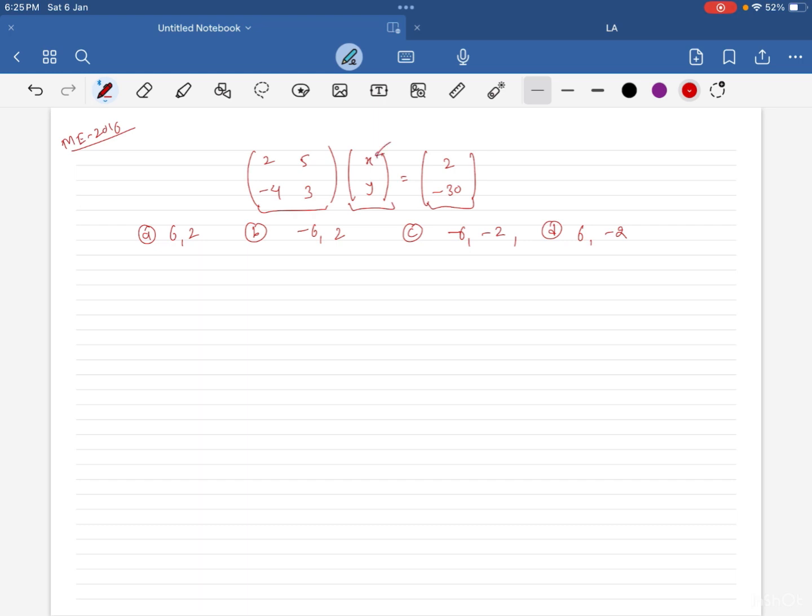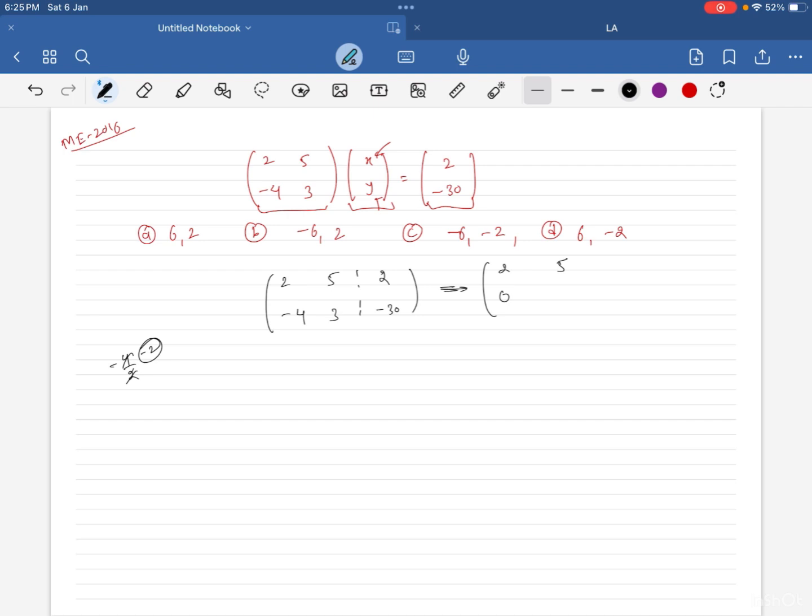So this x and y we will have to find. What we can do is solve this equation by putting the matrix in augmented form. Then we can proceed for the elimination. So it would be 2 5 and here we will have 0, and the multiplier is minus 4 divided by 2, so that is minus 2.